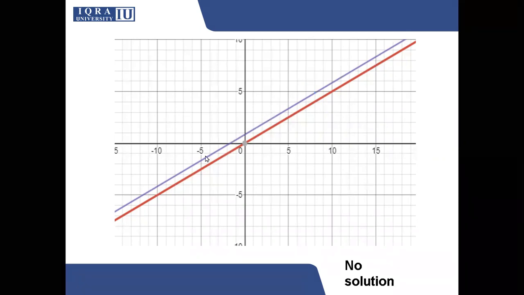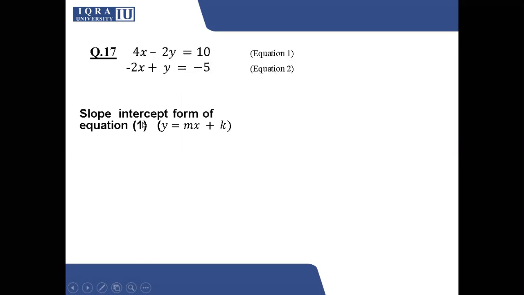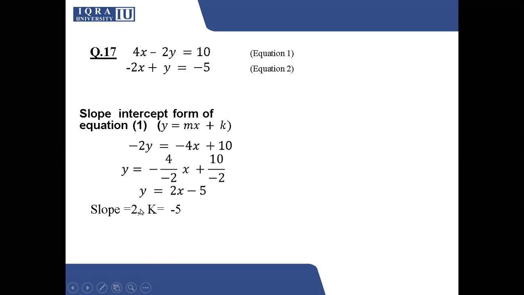Okay. Let's move on. We have a third case to identify, and that was a case of infinite solutions. Again, we have question number 17, another case. Label it equation 1 and 2. We'll bring equation 1 to the slope intercept form. What we'll get is y equals 2x minus 5. The slope for this equation will be 2 and the y-intercept will be minus 5.